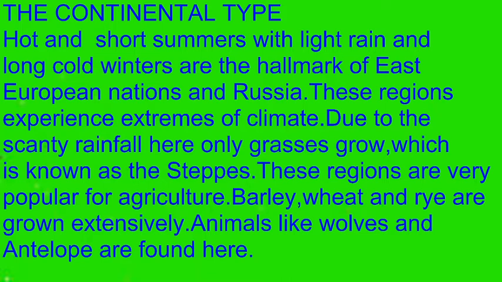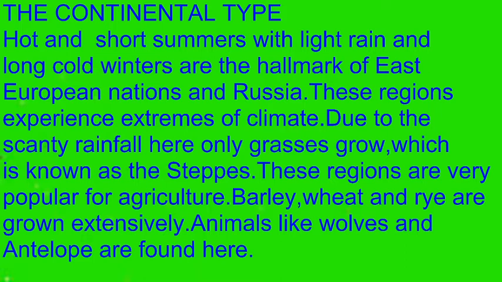So in the continental type, basically we have hot and short summers with light rainfall. That means rainfall is very less, and because rainfall is less in these regions, trees do not grow, but rather only grasses grow. That is why these areas are also called the grasslands. And like I told you previously, the grasslands of Europe are called the steppes.